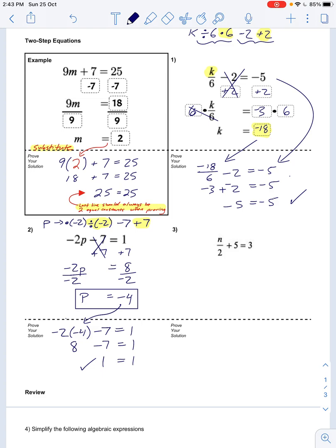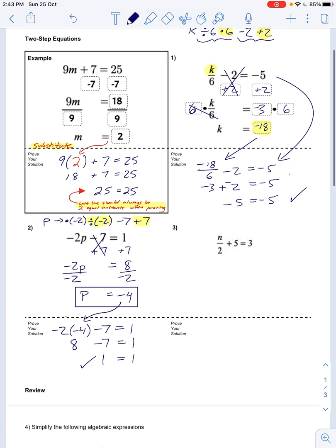All right, the last problem. n divided by 2 plus 5 equals 3. So what am I doing to my n? I'm first dividing it by 2. So to undo that, I've got to multiply by 2. And then I'm adding 5. And to undo that, I have to minus 5.